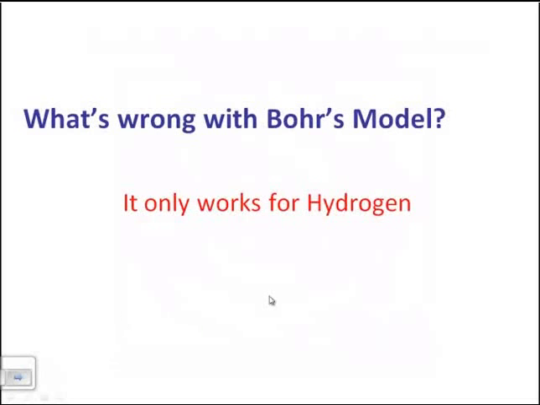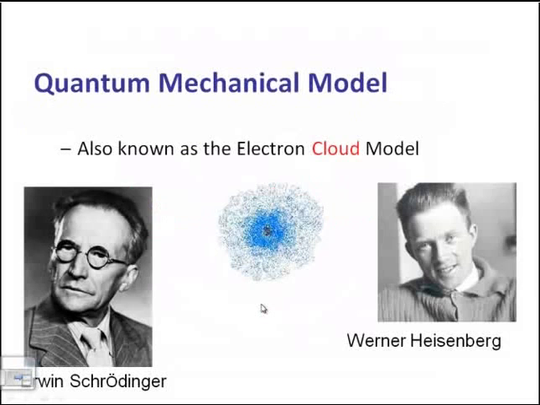So what's wrong with Bohr's model? Well, the big problem with it is it only works well for hydrogen. Although his model is no longer accepted, there are big parts of it that are, and he really helped move forward the atomic theory almost to where it needed to be. Okay. So today we believe in something called the quantum mechanical model, also known as the electron cloud model, and it looks like this.